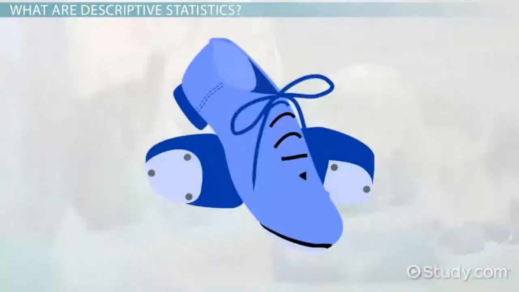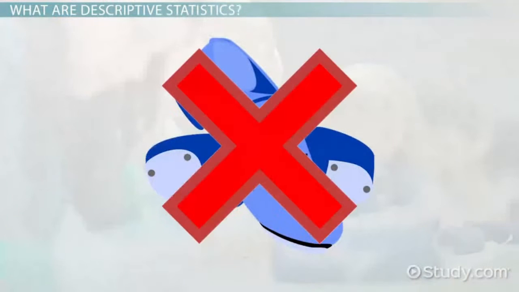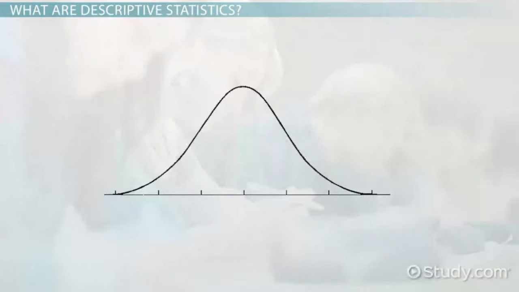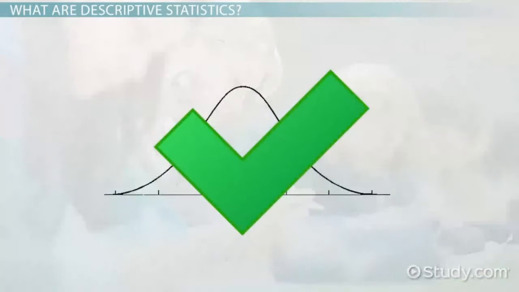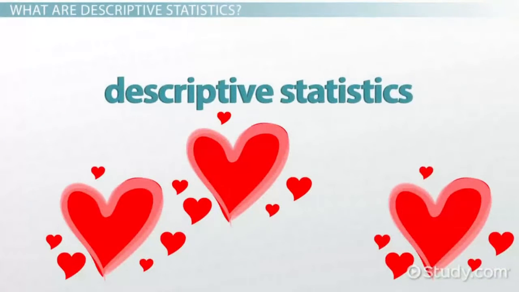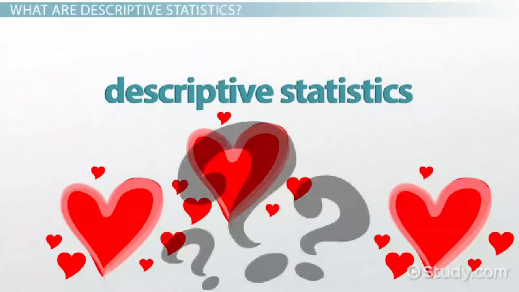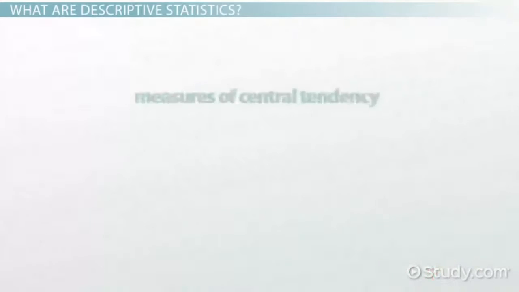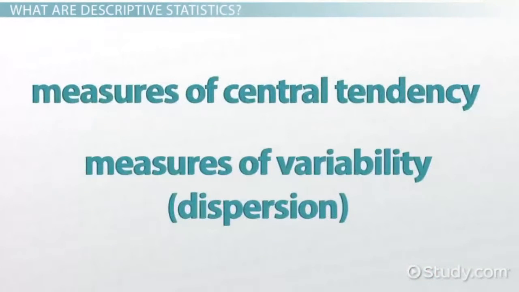For example, it would not be useful to know that all of the participants in our example wore blue shoes. However, it would be useful to know how spread out their anxiety ratings were. Descriptive statistics is at the heart of all quantitative analysis. So, how do we describe data? There are 2 ways: measures of central tendency and measures of variability or dispersion.